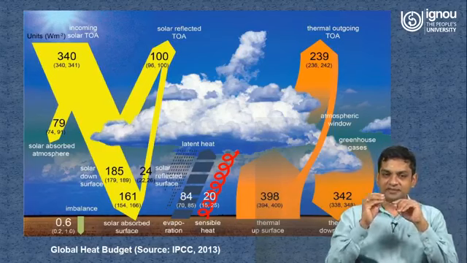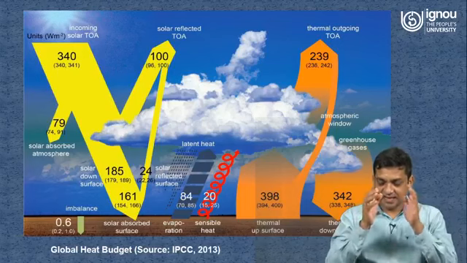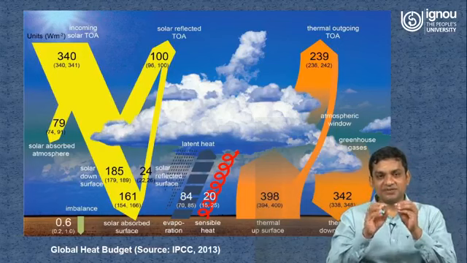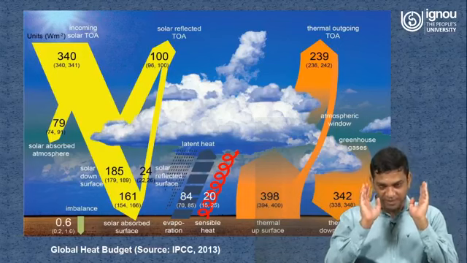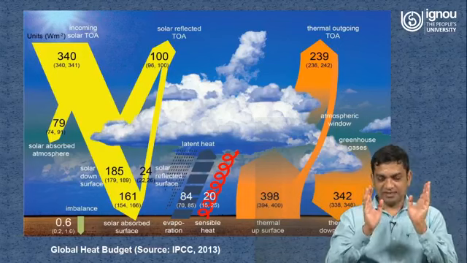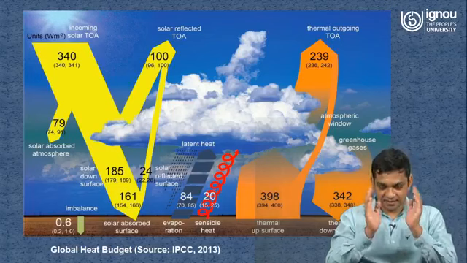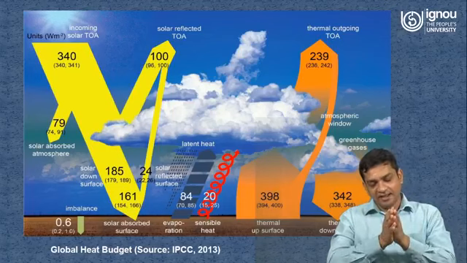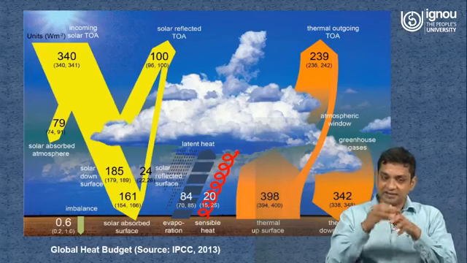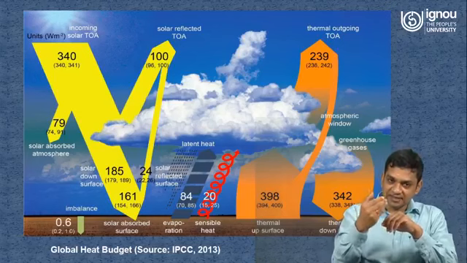They are called radiatively active gases, which have the power to absorb radiation at certain wavelengths. The water vapor, the carbon dioxide, the ozone, the methane, nitrous oxide, these are all gases present in the atmosphere. They have the ability to absorb long wave radiation. As I told earlier, these gases can absorb radiation of more than 4 micrometer.